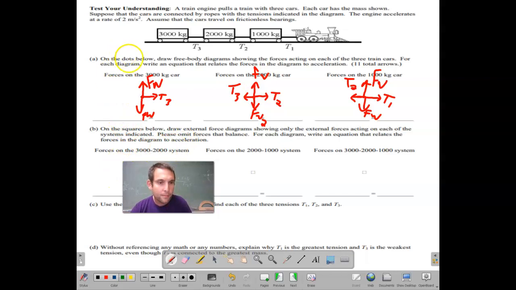All right, let's go ahead and do Newton's second law equation because we know that's what it's going to be. T3 for this one equals MA. For this one, T2 minus T3 equals mass times acceleration. And then for this one, T1 minus T2 equals mass times acceleration.